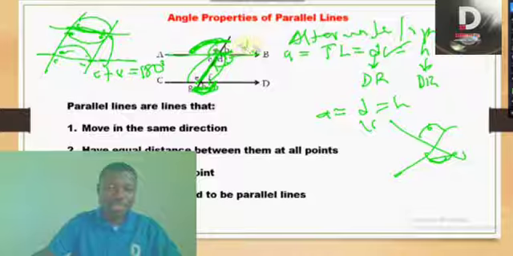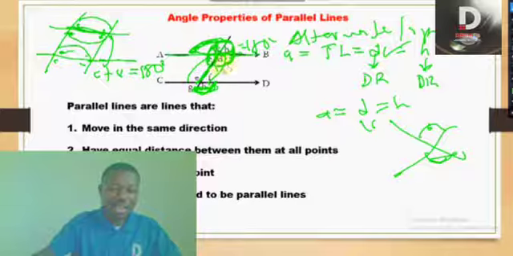A plus B equals 180. Do you agree? Because this is a straight line and it's divided into 2. A plus B equals 180. C plus D equals 180. A plus C equals 180. B plus D equals 180. Do you see it? Yes. E plus F equals 180.